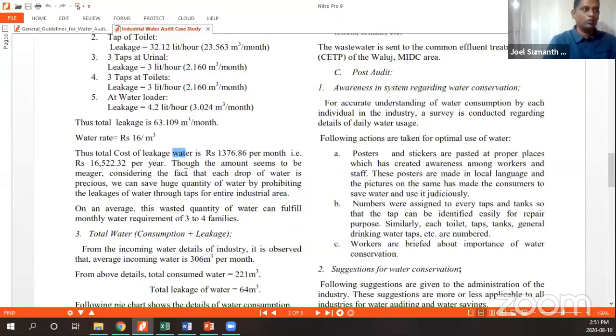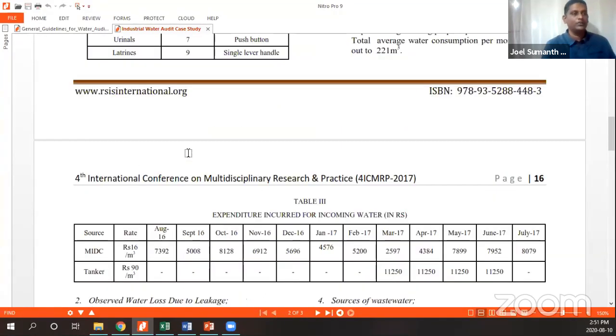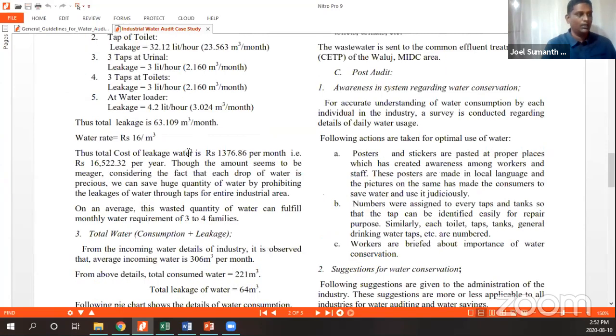How do you know the economic value? Because you are purchasing water from the development corporation at 16 rupees per meter cube. You are purchasing tanker water at 90 rupees per meter cube. So you know the amount you're paying for different water sources. And when water is being wasted from each of these sources, you can calculate the amount of economic loss for each of these water sources.